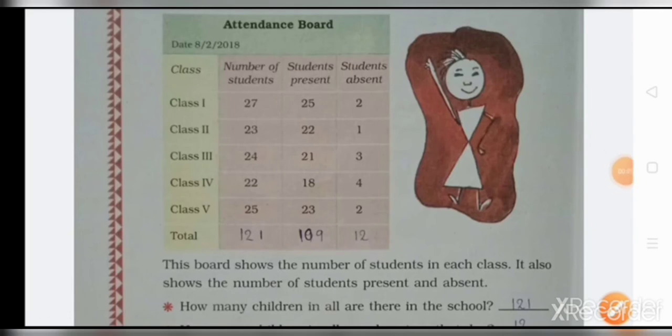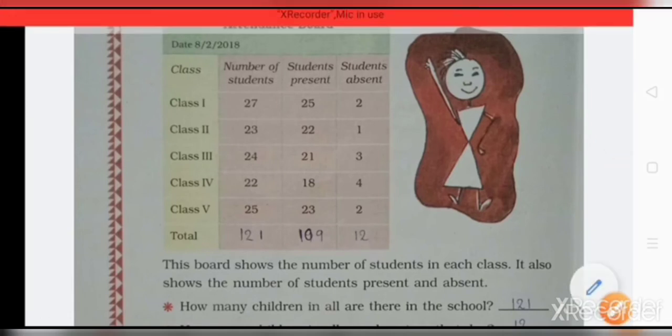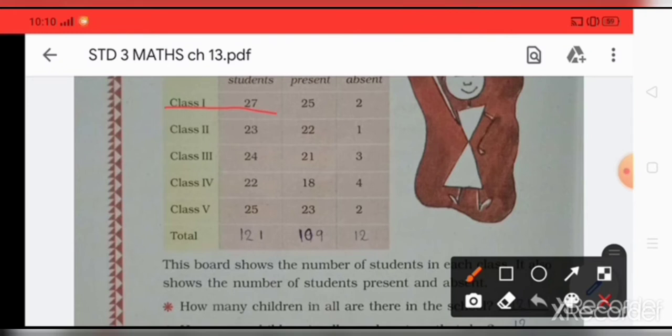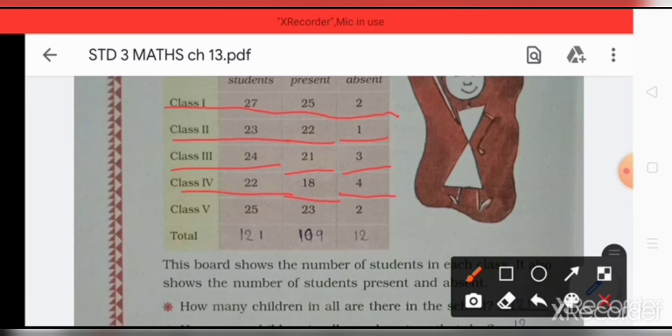Attendance board. Class 1: number of students 27, present 25 and absent 2. Class 2: 23 students, present 22 and absent 1. Class 3: 24 total students, present 21, absent 3. Class 4: total students 22, present 18 and absent 4. Class 5: total 25 students, present 23 and absent 2.